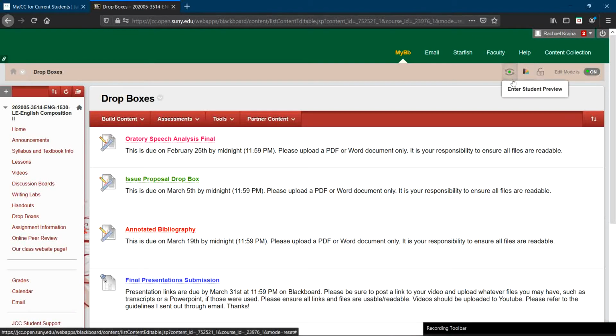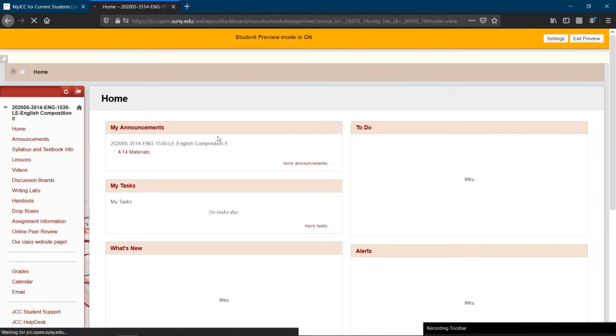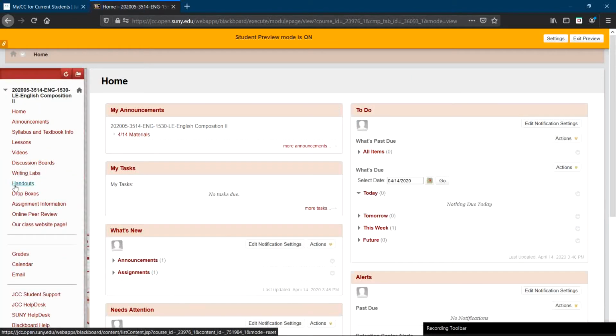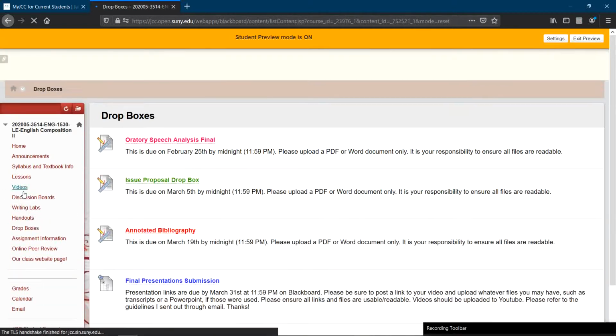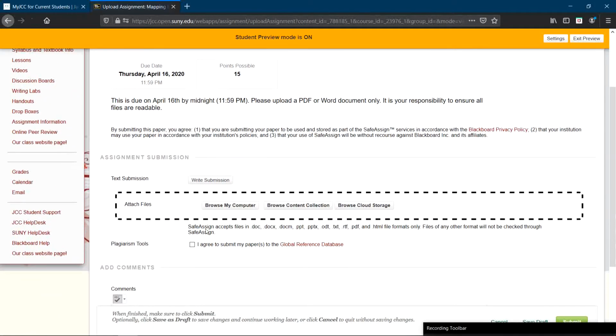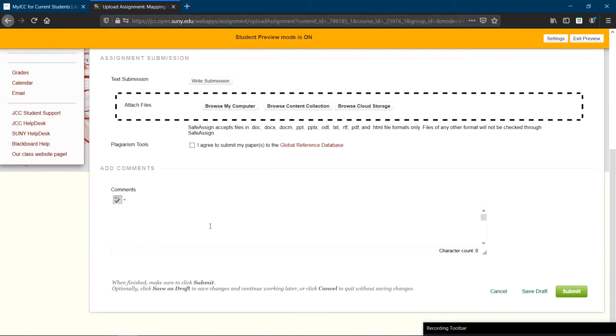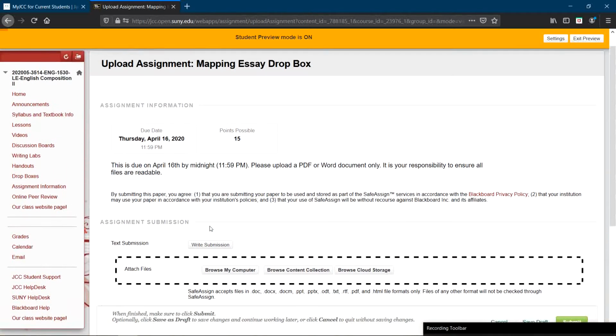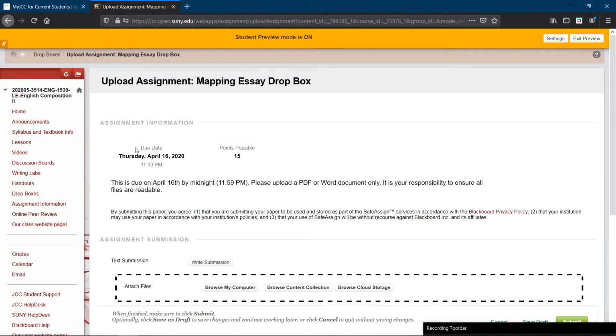Oh, I forgot to turn on Student Preview. Hold on one moment. Okay, so what you do is go into Dropboxes and go into the mapping essay Dropbox. And then you upload your submission. So that is something that you should be doing as well. The due date, like I said, is on Thursday by midnight. And please keep in mind the mapping essay is worth 15%.